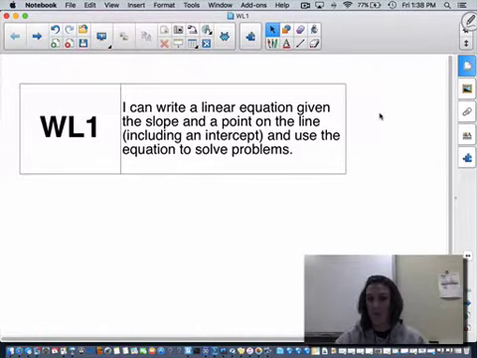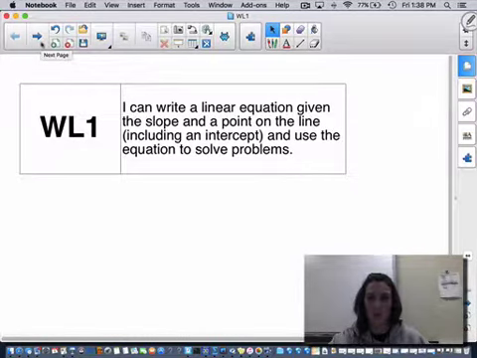All right, this podcast is WL1, which is writing linear equations 1. I can write a linear equation given the slope and point on the line, including an intercept, and use the equation to solve problems. So this is part 1. We're going to be going over two different methods. This is the first one, where we're going to be using slope-intercept form.